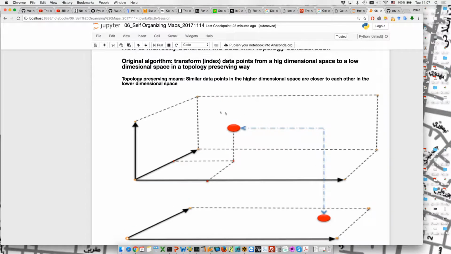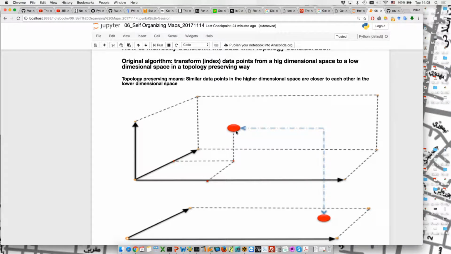The idea of topology preservation means that in this self-organizing mapping, we want to transform these data points to another space in a way that if 2 points in the high dimensional space are similar or close to each other, they stay close when you visualize it. This can be any data, this is your original data, and this similarity can be based on any definition of similarity.